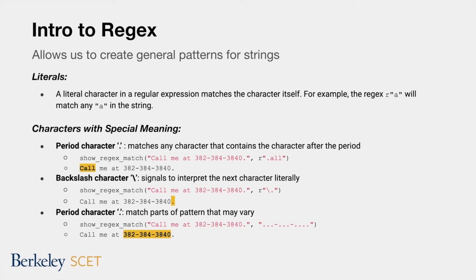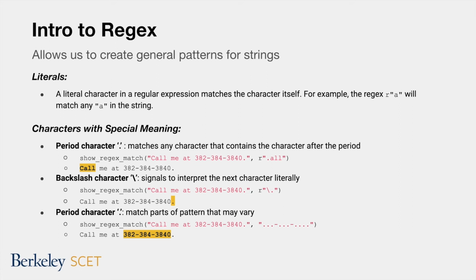There are also special characters in regular expressions. For example, the period character matches any character. If you use a function to show regex matches on "call me at" and you put in r.all, it'll match "call", since "all" is within the word "call", with any character before it. The backslash character signals to interpret the next character literally, so it will only match the character after the backslash, compared to .all, which also matched "call".